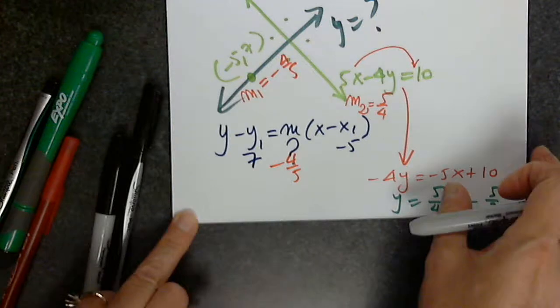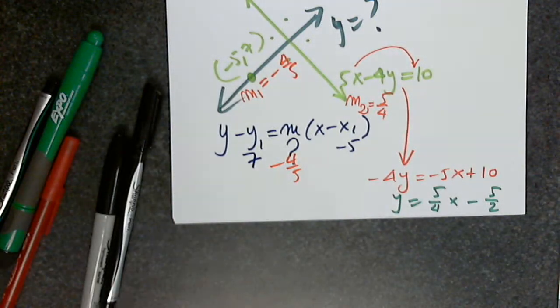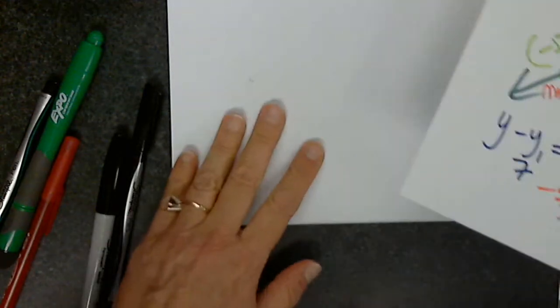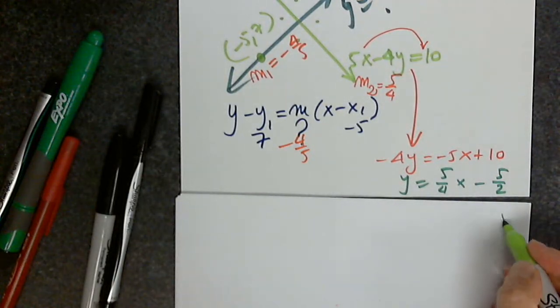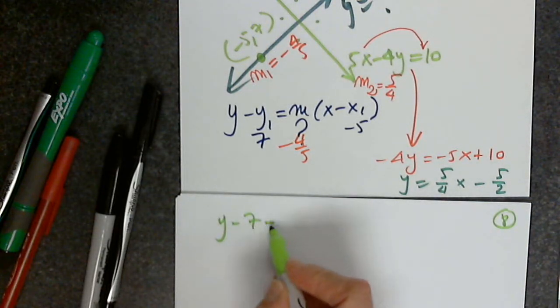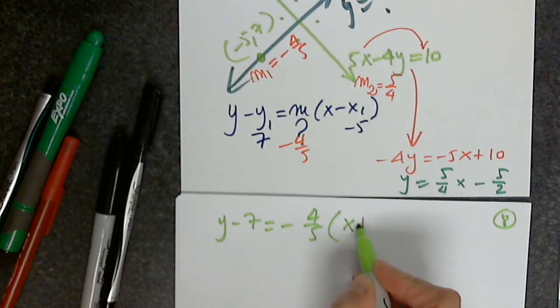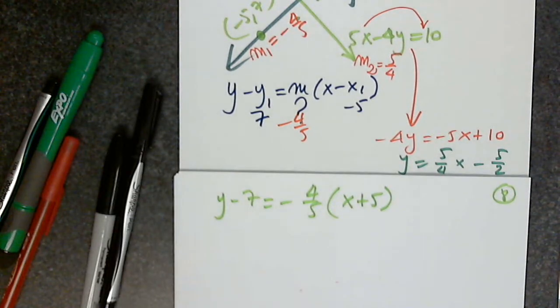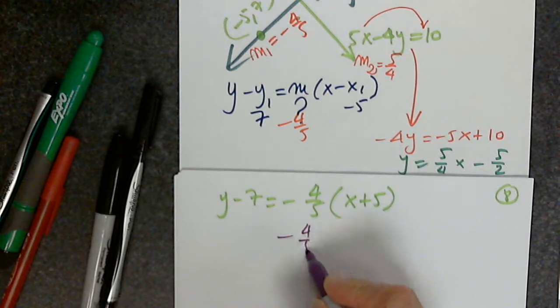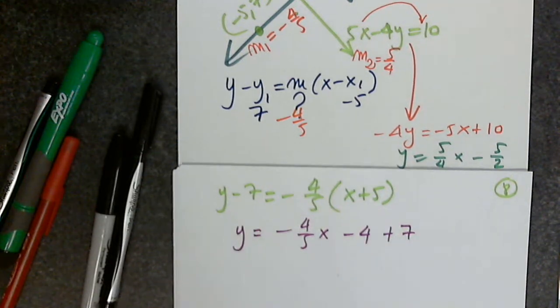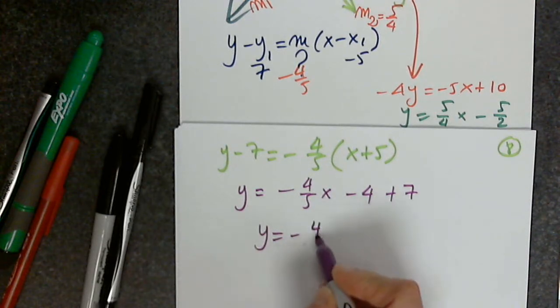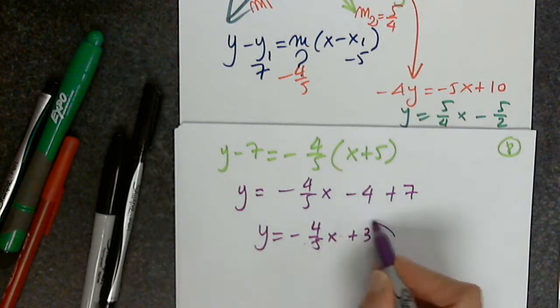So now we're ready to plug everything in. And then what? Distribute, combine like terms, and that's it. So then y minus 7 equals negative 4/5 times x plus 5. Do we agree with this step? Good. So then I distribute negative 4/5: negative 4/5 x minus 4, and then I have to bring over positive 7. So this is y equals negative 4/5 x plus 3.